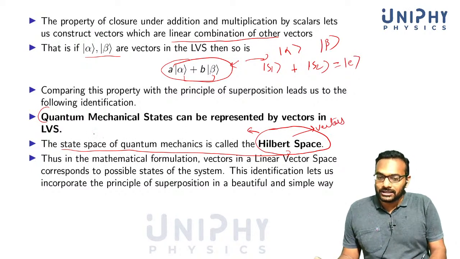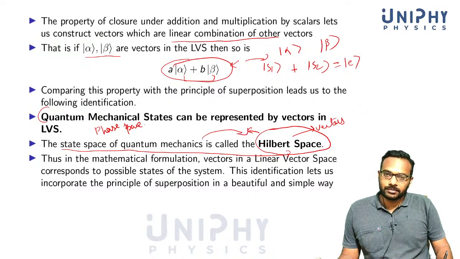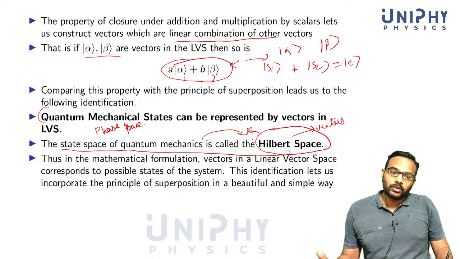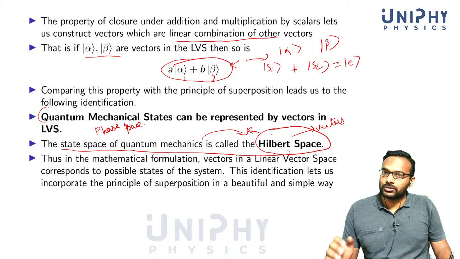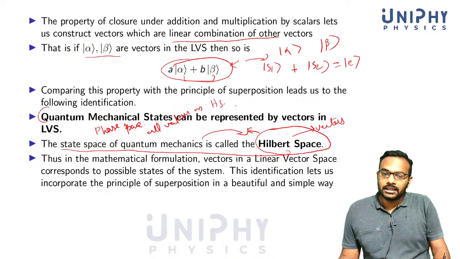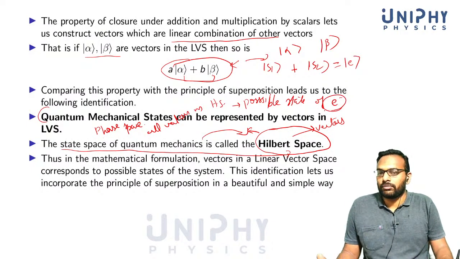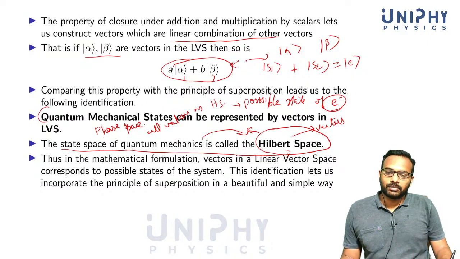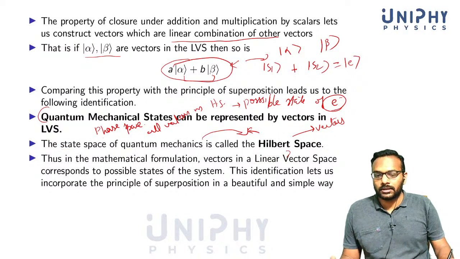Right. So the state space of classical mechanics was known as a phase space. The state space of quantum mechanics is called the Hilbert space. This means that all the vectors in Hilbert space correspond to a possible state of a quantum mechanical system. All vectors in Hilbert space represent a possible state of the electron. This is what we mean when we say that the state space of quantum mechanics is called the Hilbert space.